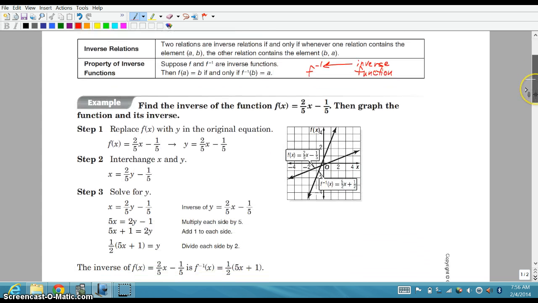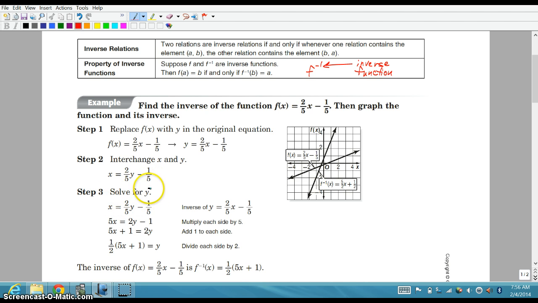So the first step in this particular process is to replace f of x with y in the original equation. So your equation becomes y equals 2/5 x minus 1/5. Step 2, interchange x and y. So we take that equation and simply switch x and y, so that x equals 2/5 y minus 1/5. Last step, solve for y.